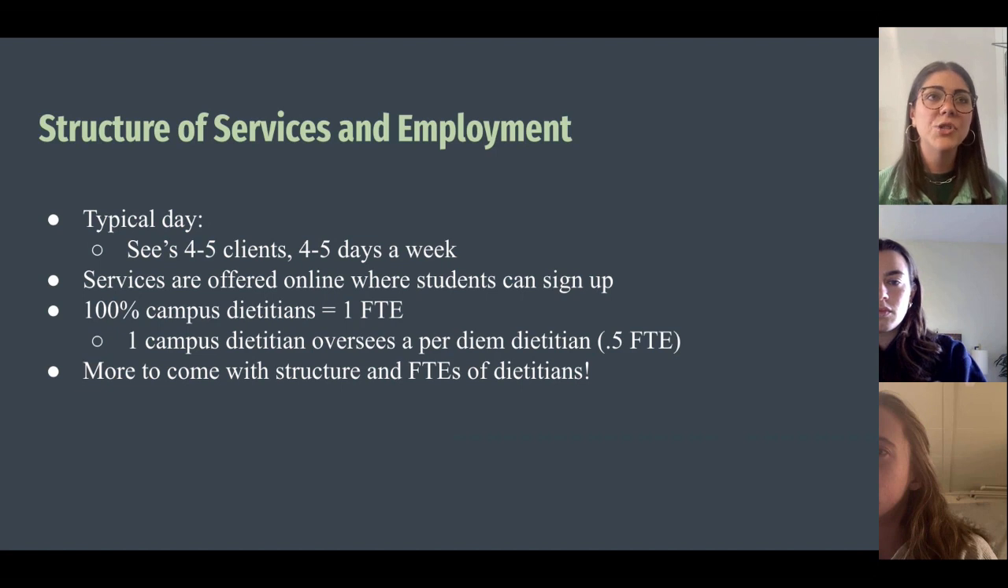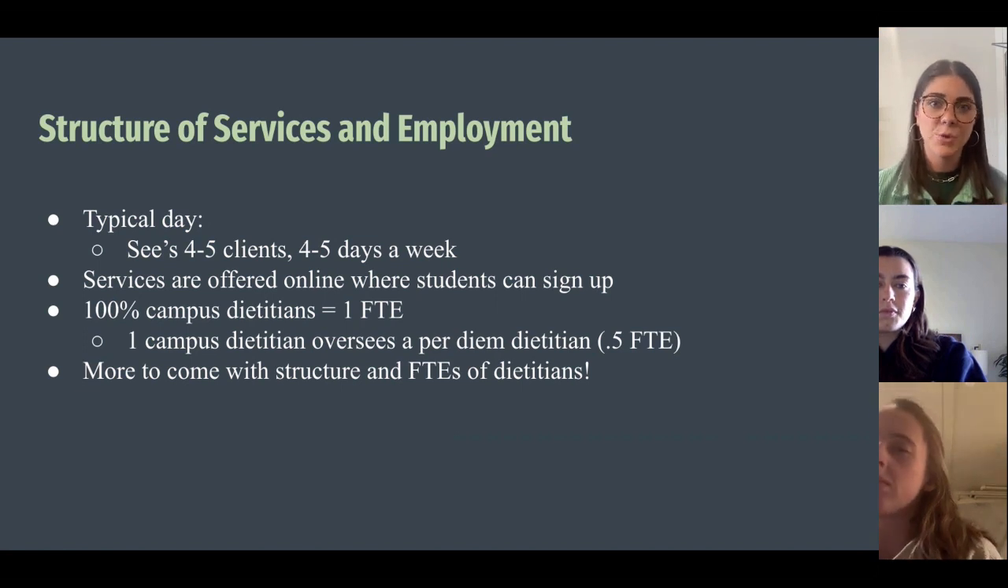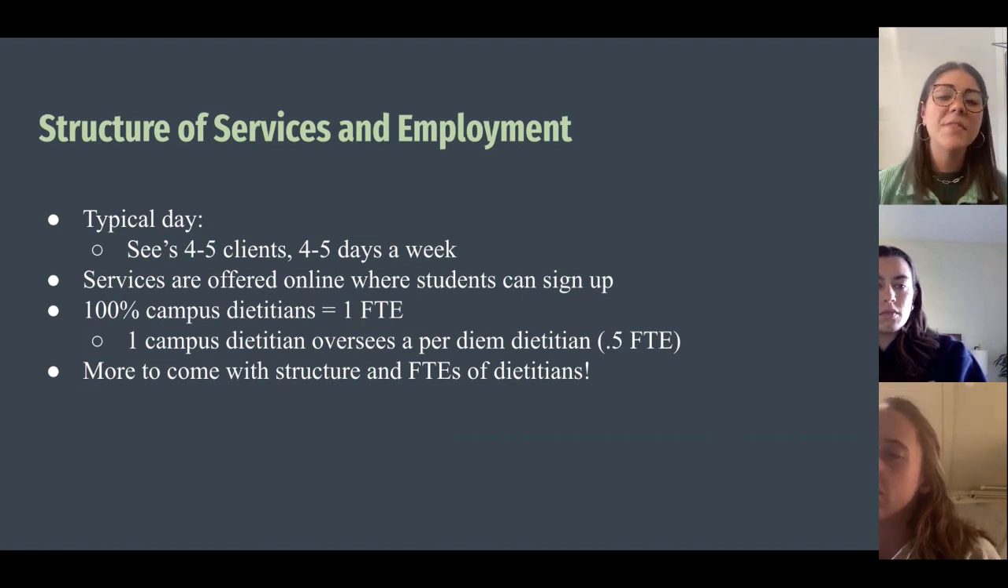And there was one dietitian who mentioned that she has an overflow of students. So she had to halt their online services of students signing up, and they can only sign up over the phone. So there's definitely a need for dietitians on campus, and that was proving one of them. And then within the FTEs, one campus dietitian that we spoke to also oversees one per diem dietitian of 0.5 FTEs.